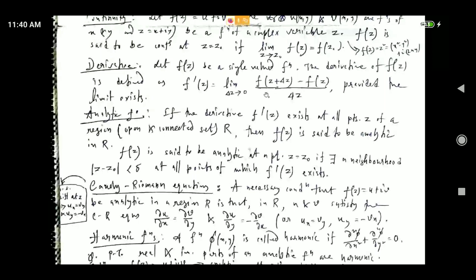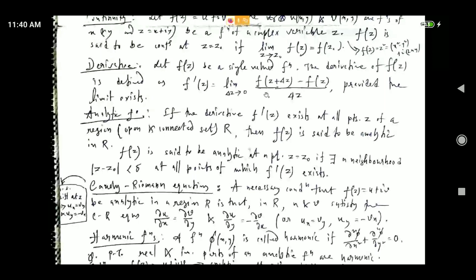Now, there is another term, analytic function. If the derivative f dash z exists at all points z of a region, where a region means an open and connected set, then f of z is said to be analytic in R. I will share a soft copy of a book also, where you will find the details and some geometric explanations so that you can understand properly what these things mean.